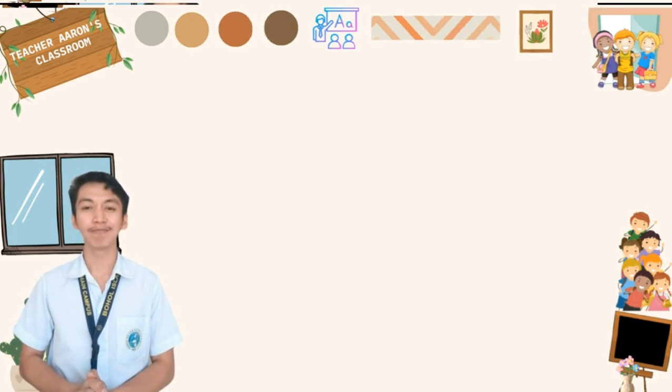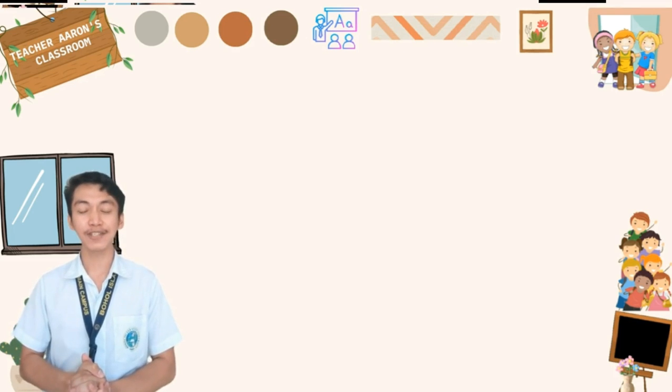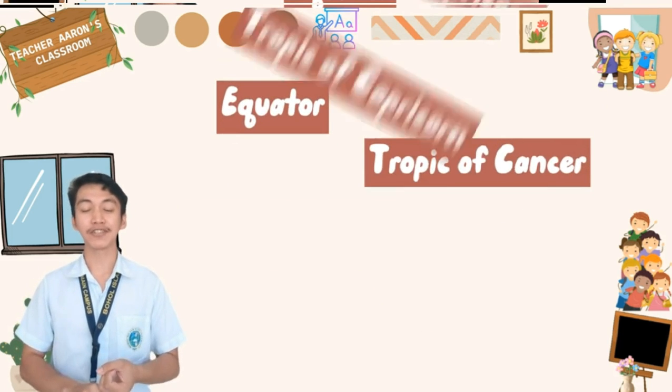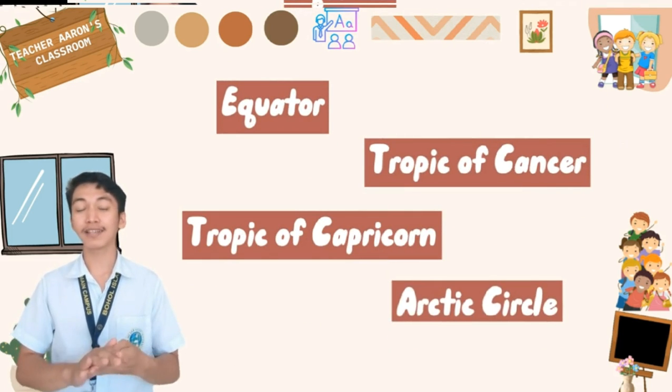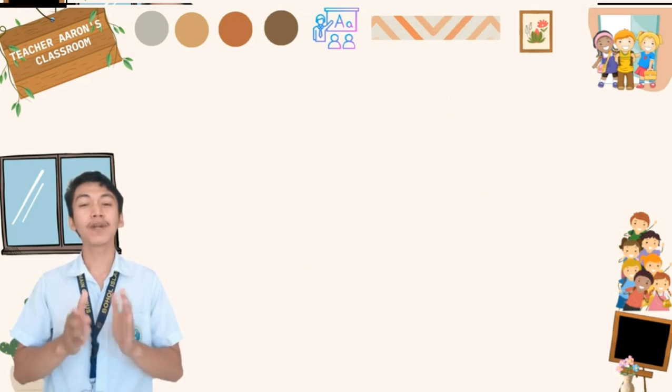So, are we clear with that? If you say so, what are the 5 parallel latitudes? These are Equator, Tropic of Cancer, Tropic of Capricorn, Arctic Circle, and Antarctic Circle. So we're done with the latitude.